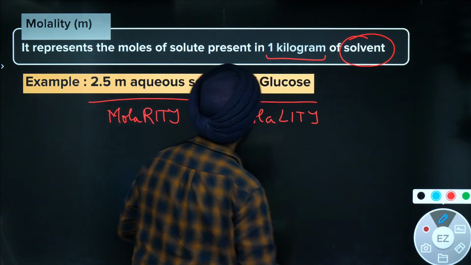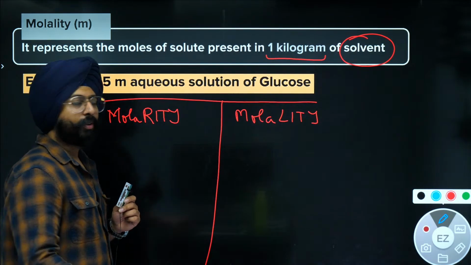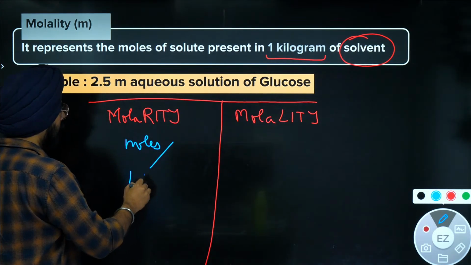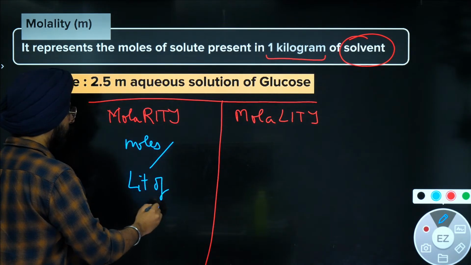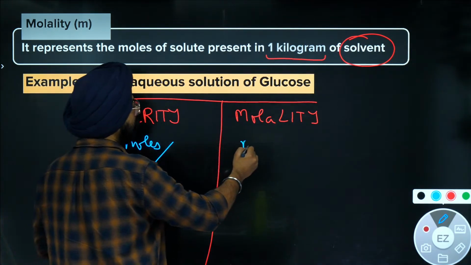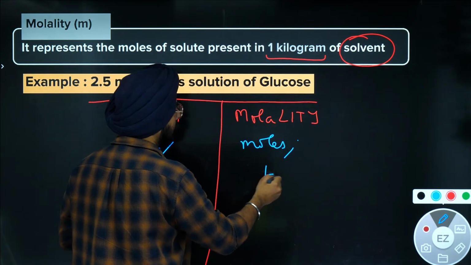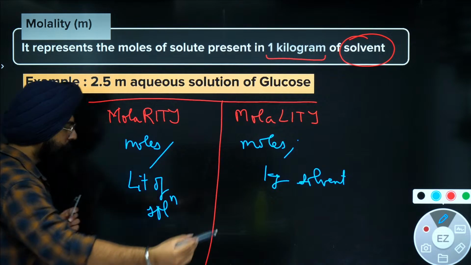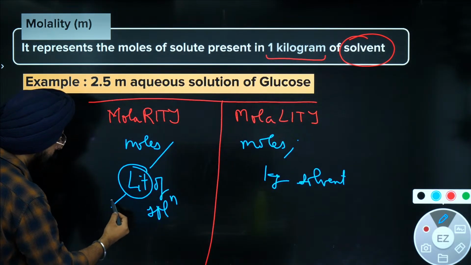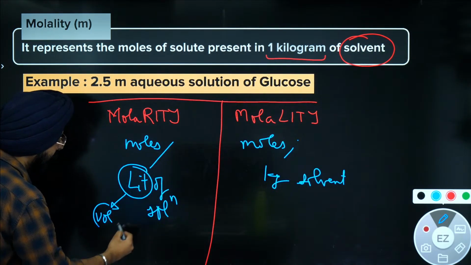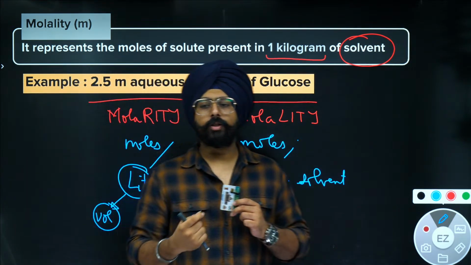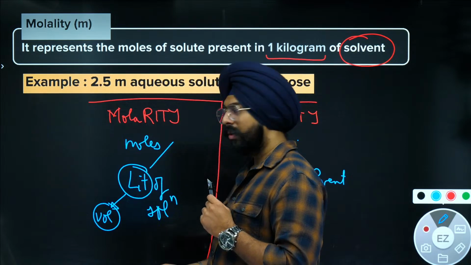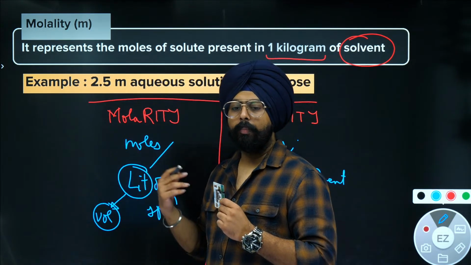Alright, anyway, whatever. What's the difference? This is moles per liter of solution. This is moles per kilogram of solvent. My dear friends, the thing is that liter is a unit of volume. And we all know that with temperature, the volume changes. Yes, volume changes with temperature.